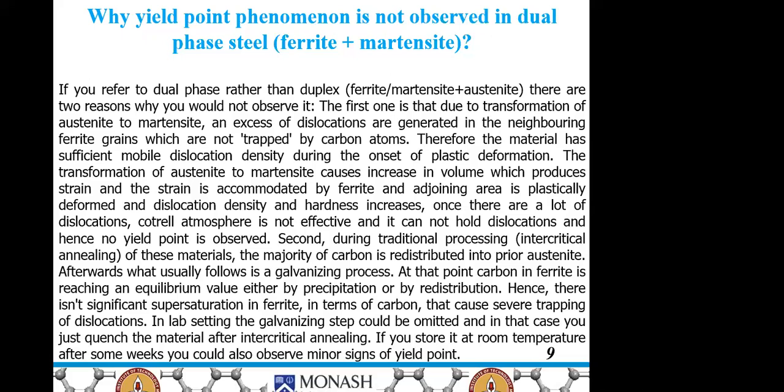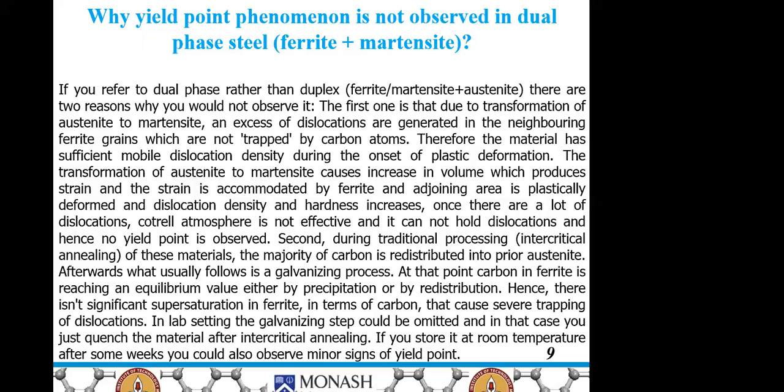Second, during traditional processing, intercritical annealing of these materials, the majority of carbon is redistributed into prior austenite. Afterwards, what usually follows is the galvanizing process. At that point, carbon in ferrite reaches an equilibrium value either by precipitation or redistribution. Hence, there is no significant supersaturation of carbon in ferrite, and carbon is what is responsible for trapping of dislocations.